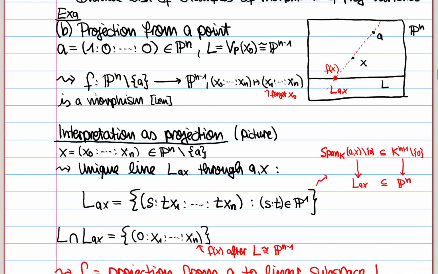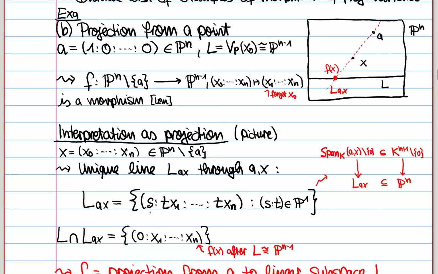And then the claim is this map f sends x to some point inside P^(n-1), the hyperplane at infinity. And the claim is this point is exactly given by the intersection of this hyperplane at infinity and this line here. Because doing this intersection is fine on the formula level, since these are the elements of the line, and then we intersect with the vanishing locus of the 0th coordinate.